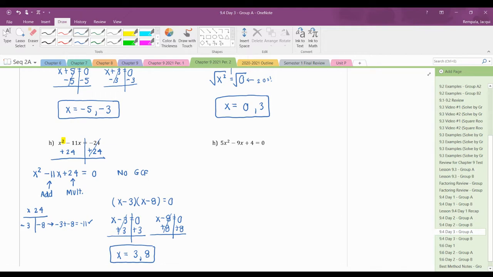All right, 5x squared minus 9x plus 4 equals 0. So good thing it equals 0. There's no need to do what we did in the last problem here. So now I want to look for a GCF. 4 is the smallest number.